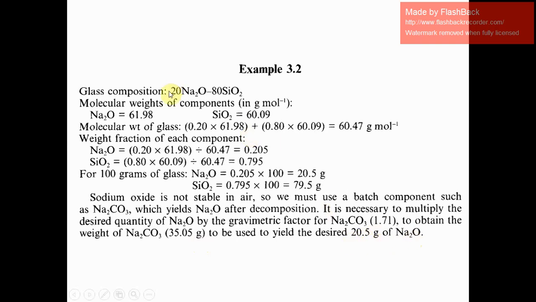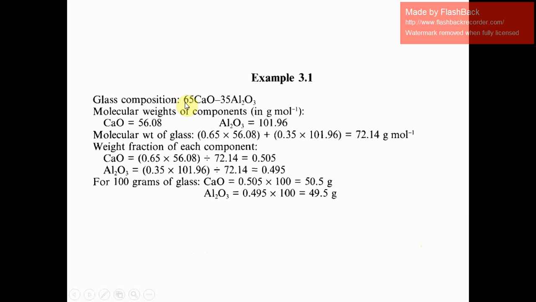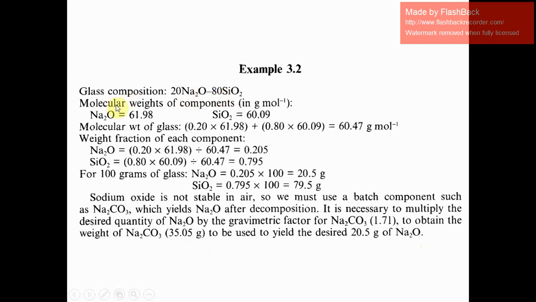It's a simple calculation as we have done earlier for the earlier glass composition. Same thing: first you have to calculate the molecular weight of the different components, Na2O and SiO2, and then the total molecular weight of the glass, and then the weight fraction of each component. You will divide by the total molecular weight of glass. You will get 0.205 and 0.795. Now for 100 gram of glass batch, you will multiply by this. Then for 100 gram of batch you need 20.5 gram Na2O and 79.5 gram SiO2.